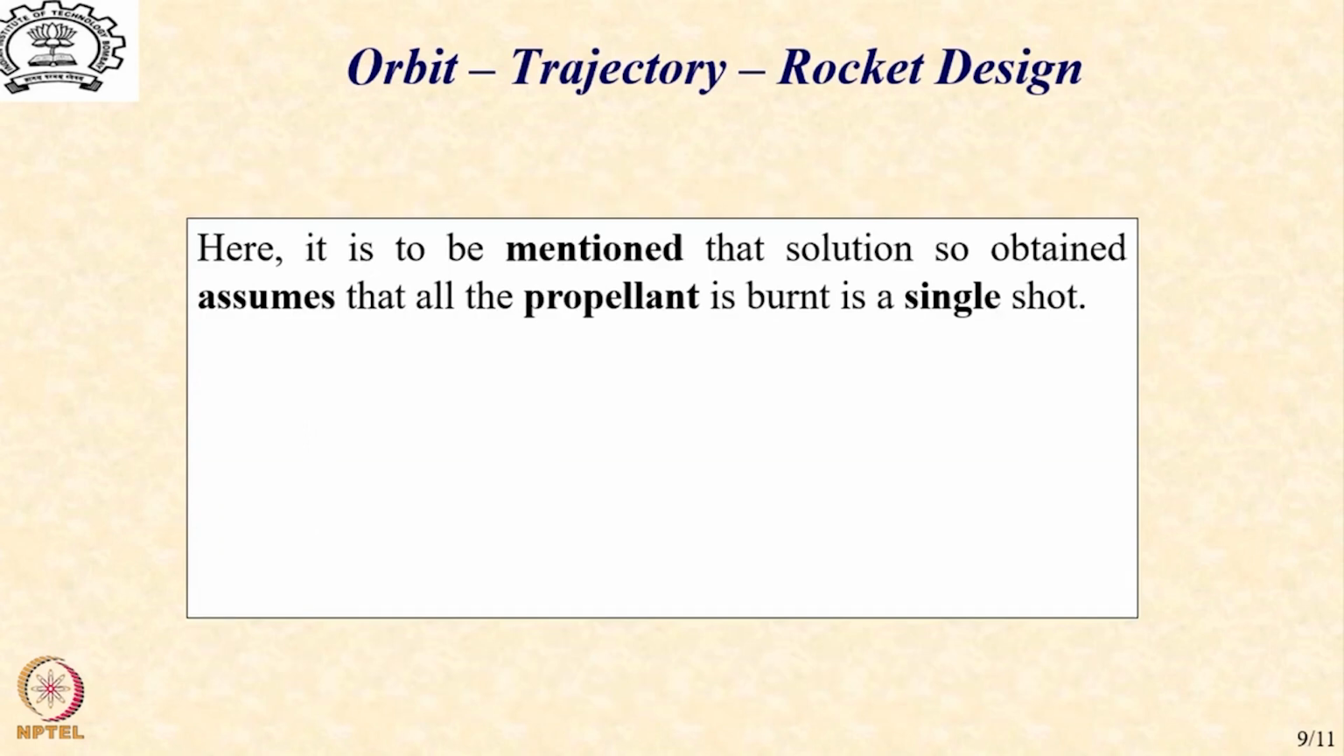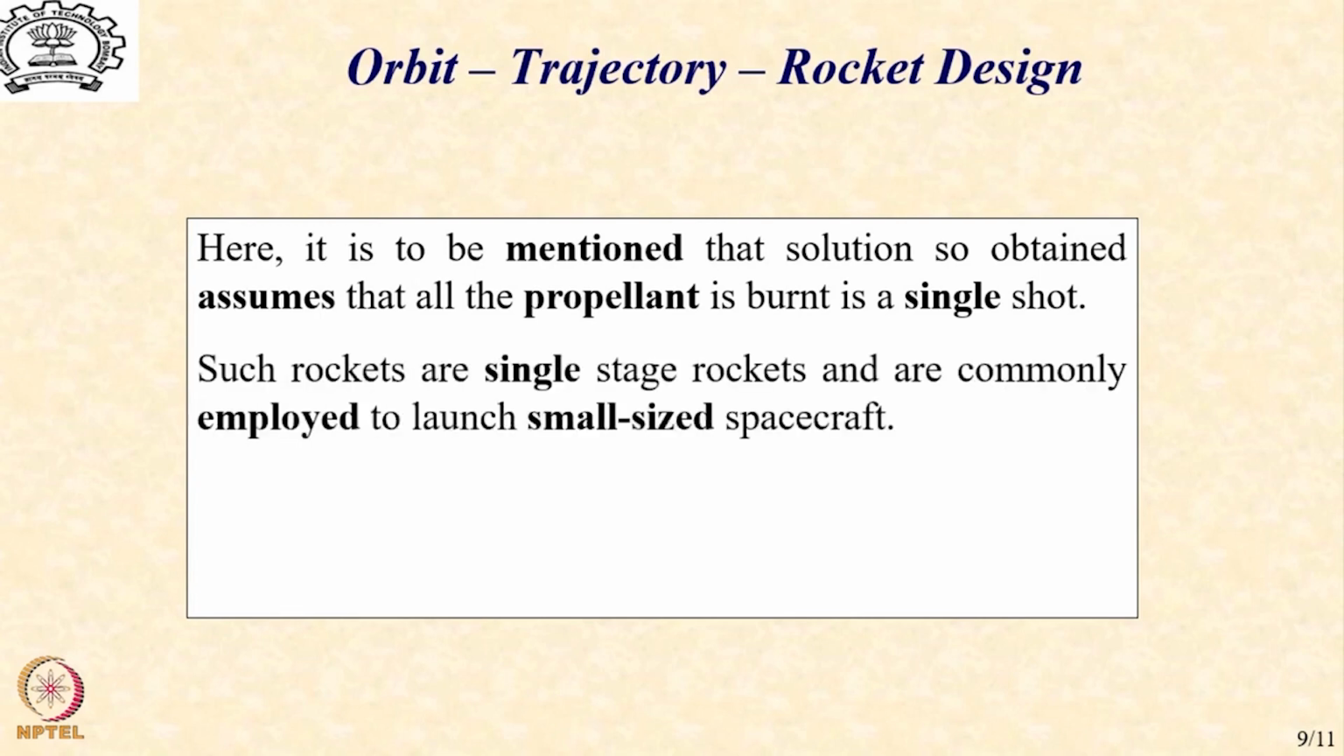But there is another aspect that we now need to bring in before the solution becomes kind of complete. The equation that we have seen previously assumes that once you start burning the propellant, you don't stop until all the propellant is consumed, or that you are burning the propellant in a single shot. Such rockets are called single stage rockets and are commonly employed to launch small sized spacecraft. In fact, all the sounding rockets are typically single stage rockets, that they burn all the propellant in one shot, at the end of which whatever is the payload that they are carrying is released, and that becomes the end of the mission.